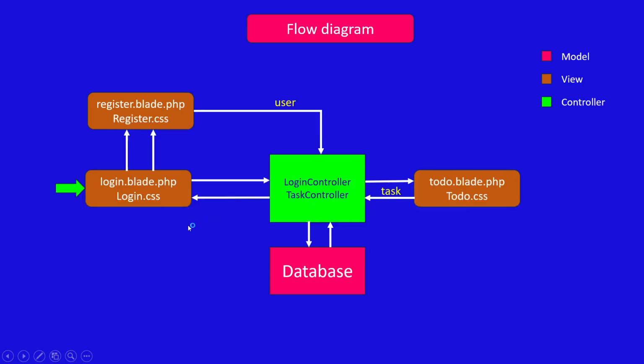I will explain once again. This is the starting page. First, you have to do registration. Once you do registration, the data will be stored in the database. Again, you will come back to the login page. If you log in, the data will be checked in the database. If it is okay, then you will go to the to-do page. While going to the to-do page, it will show you only your data. It will not show other people's data. So this is the core logic of the to-do application.